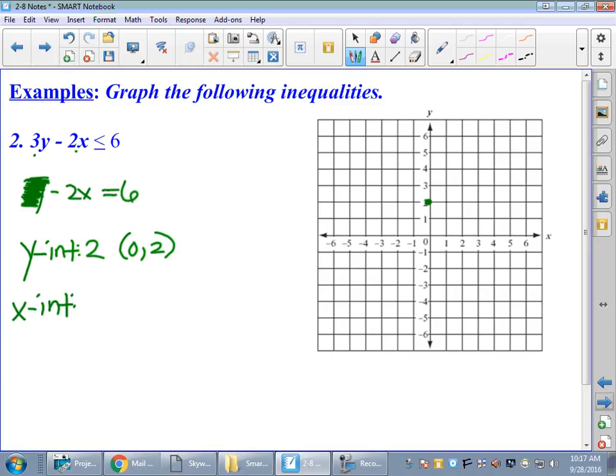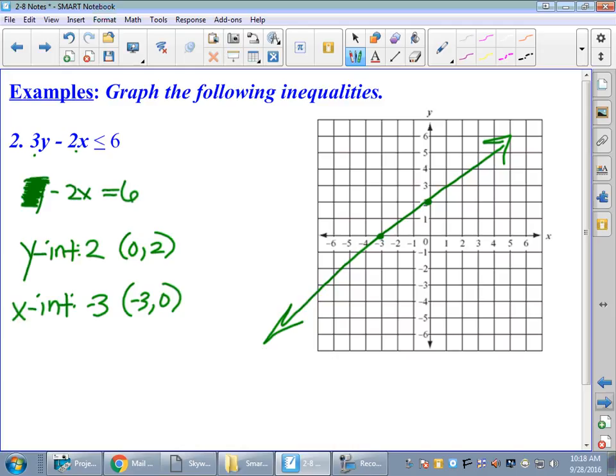And that equation, when you solve it, x is equal to negative 3. And so my x-intercept is negative 3, 0. Negative 3, 0 on the x-intercept. So it's a nice, easy way to get my graph. I got 2 points. I connect and extend, and that creates my boundary.